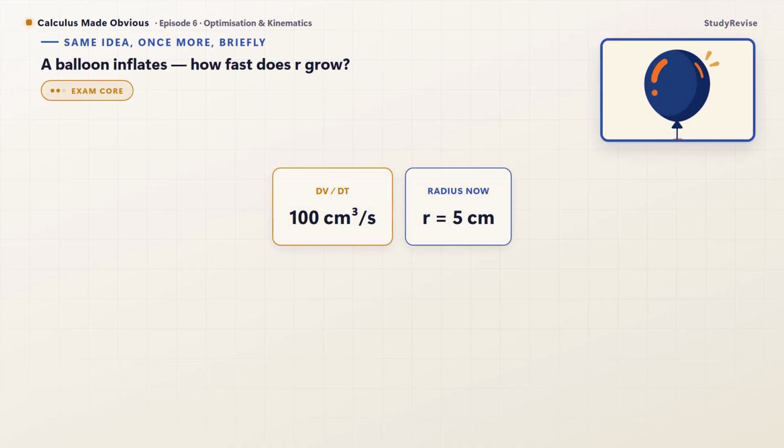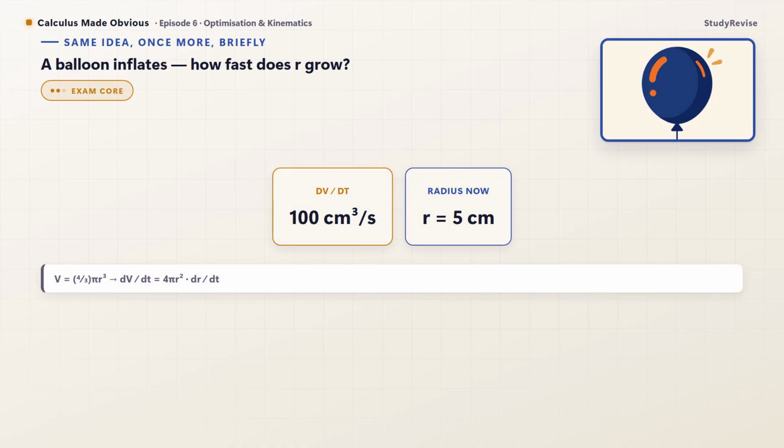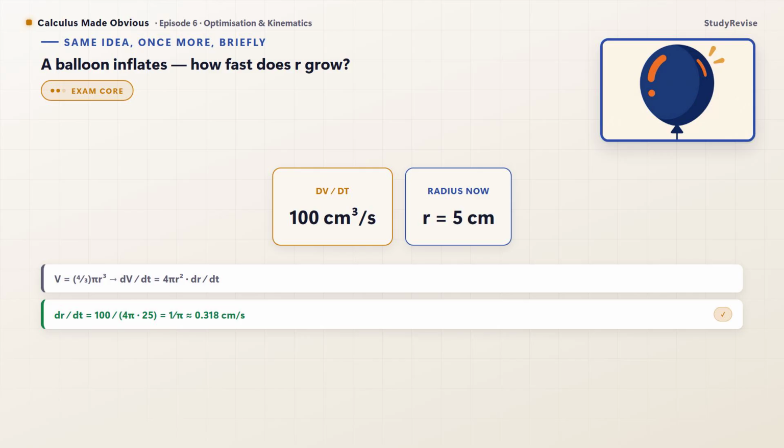Same idea, one more time, briefly. A spherical balloon is being inflated at 100 cubic centimeters a second. How fast is the radius growing when the radius is already 5 centimeters? Volume of a sphere is 4/3 pi r cubed. Differentiate with respect to time. dV/dt equals 4 pi r squared times dr/dt.